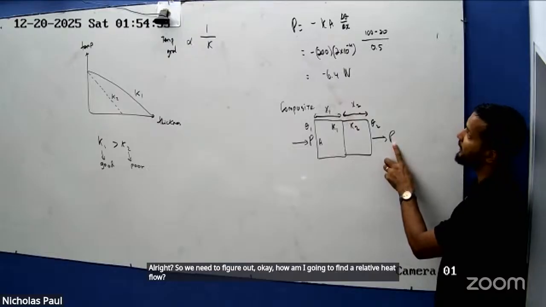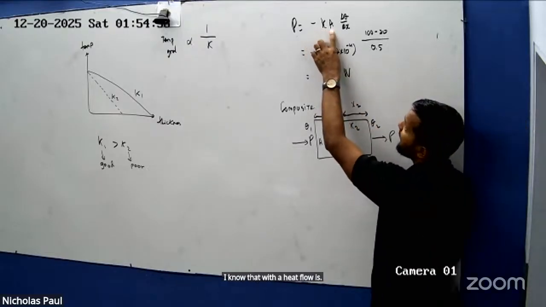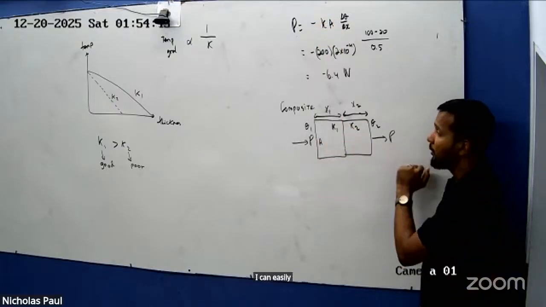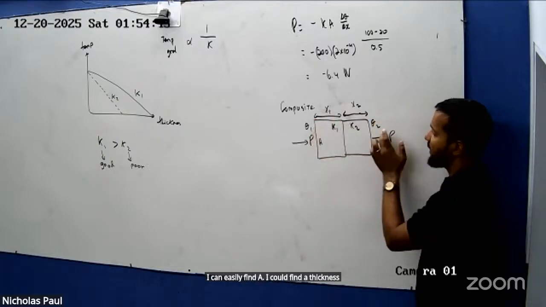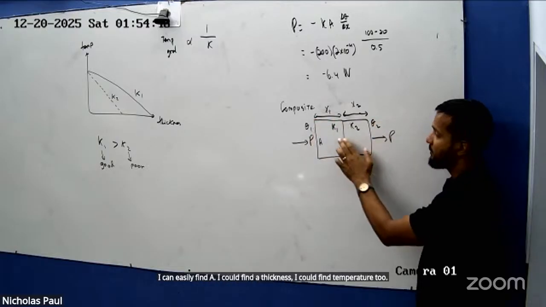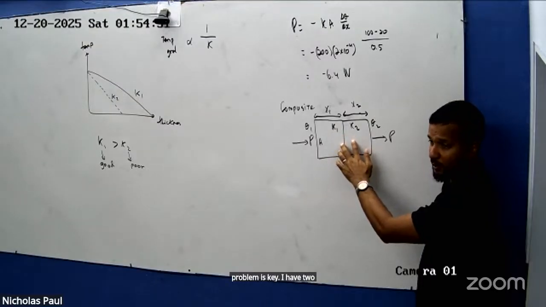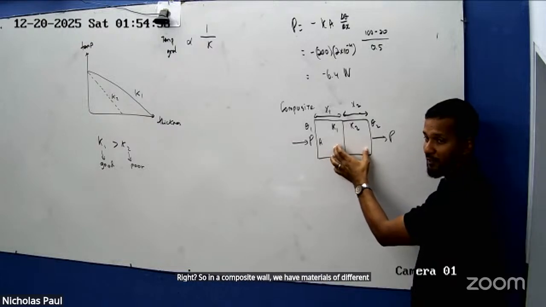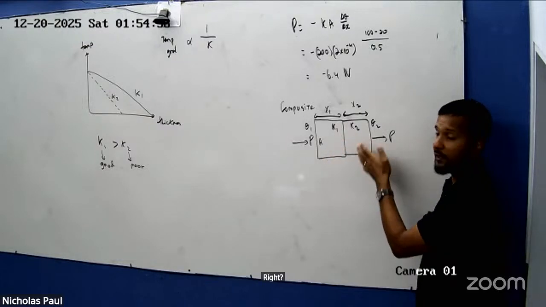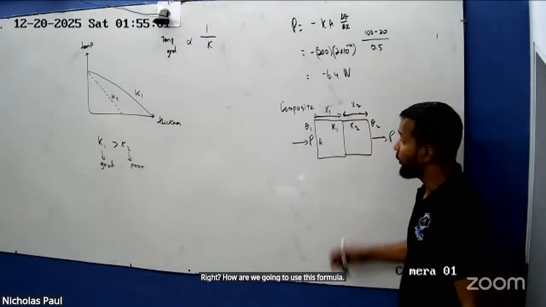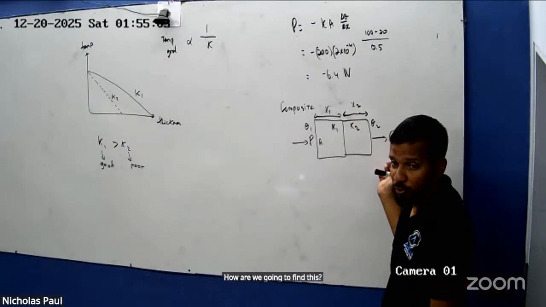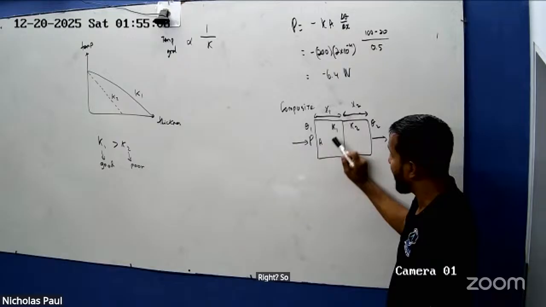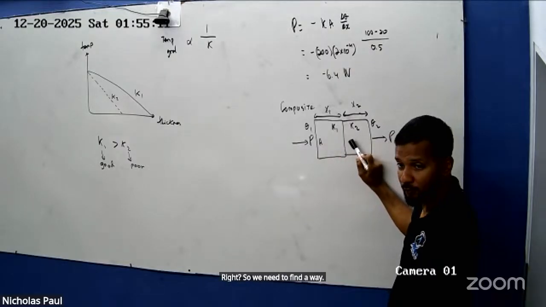I know that the rate of heat flow is K times A times temperature change over X. I can easily find A. I can find the thickness. I can find the temperature change. The problem is K. I have two different K values. So in a composite wall, we have materials of different thermal conductivity. How are we going to use this formula? The only way we can do that is if we have one K value. So we need to find a way to get one K value.